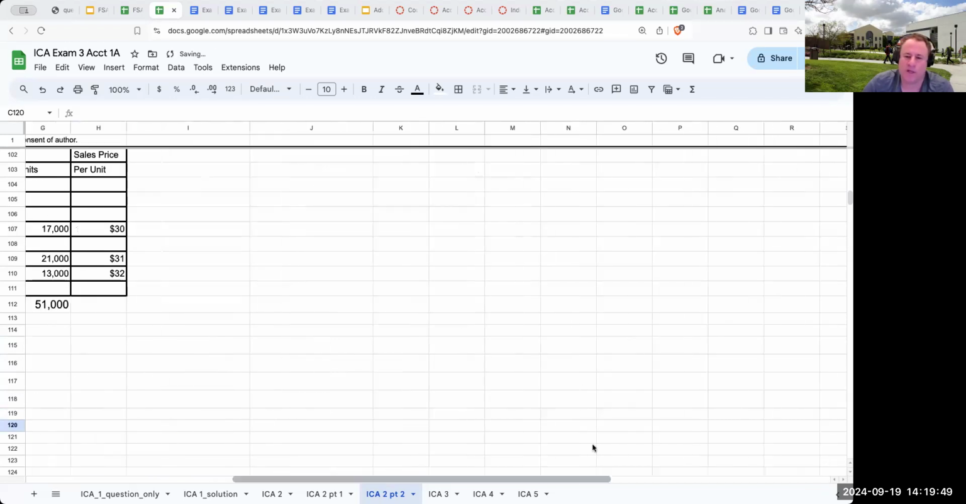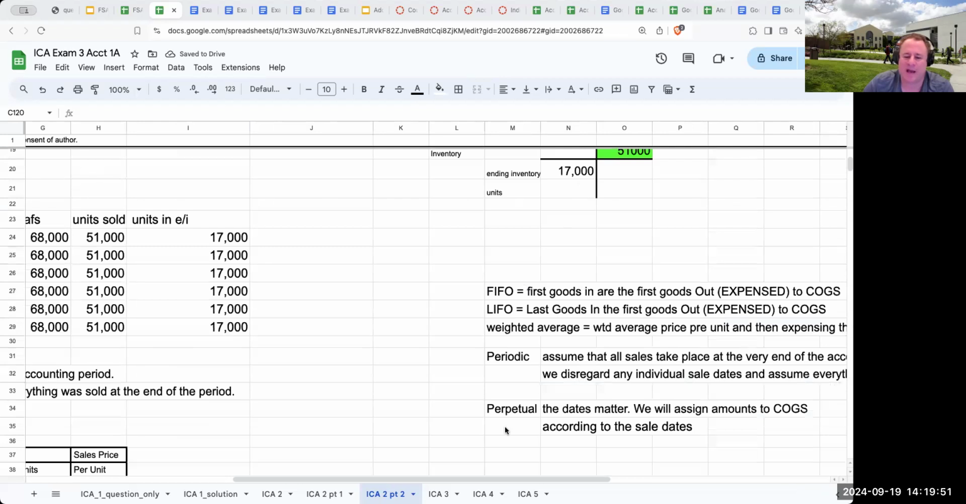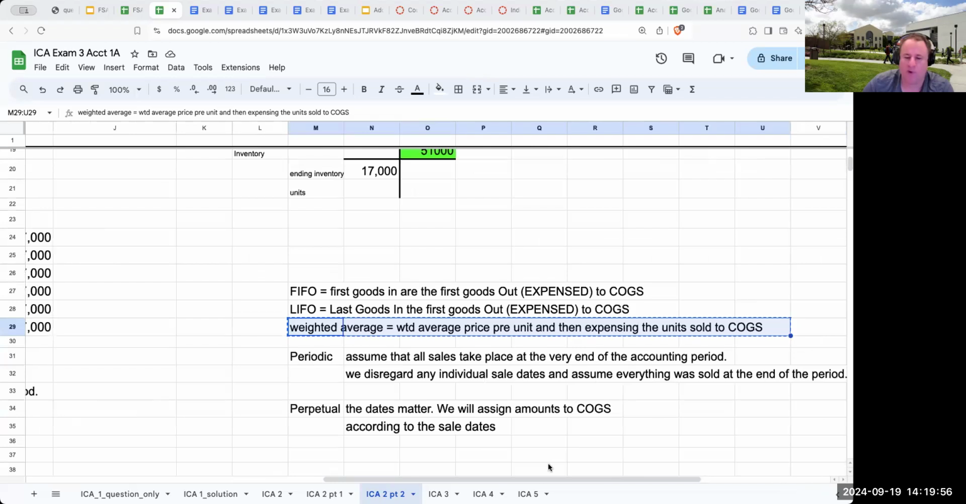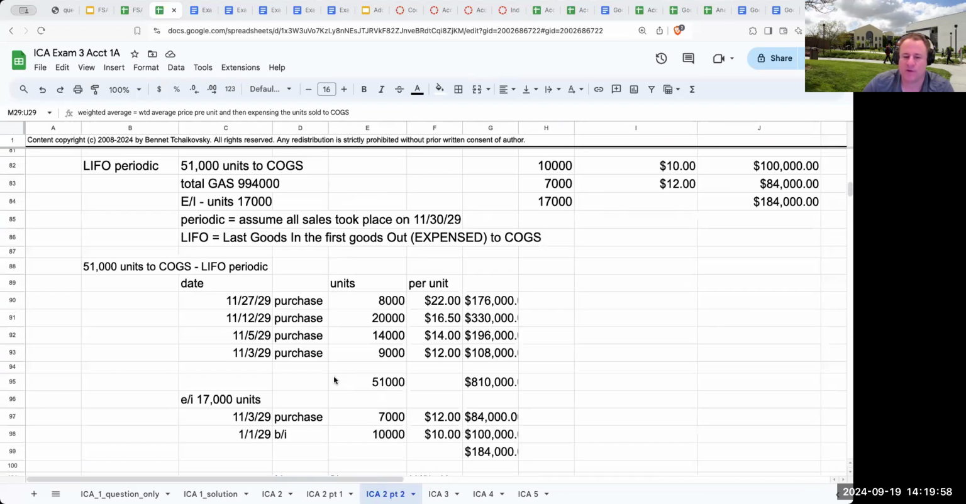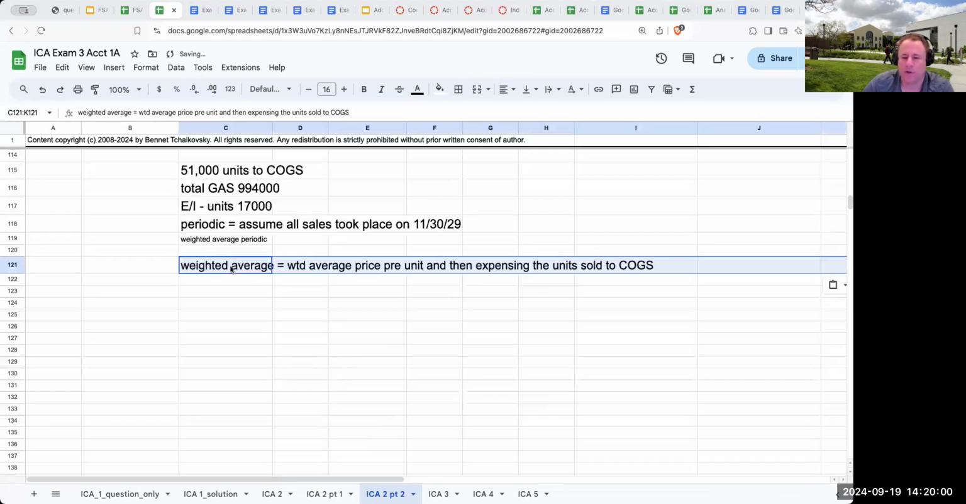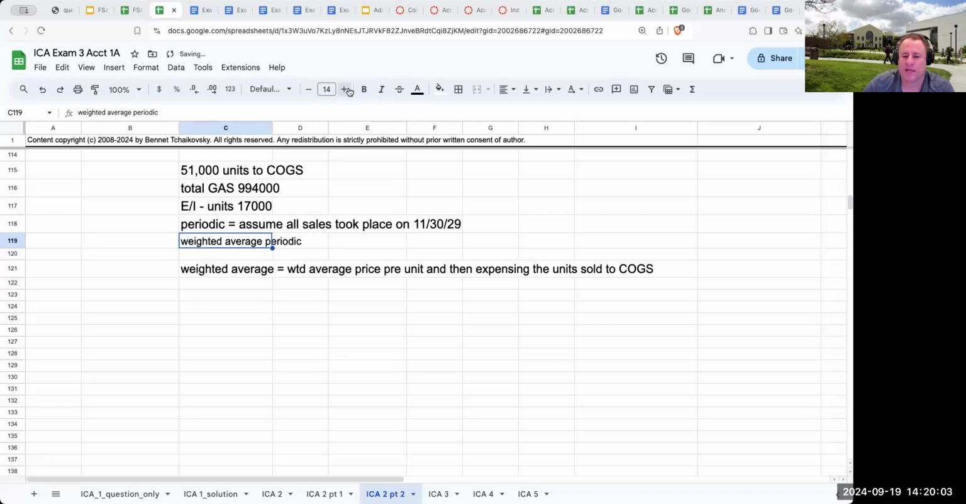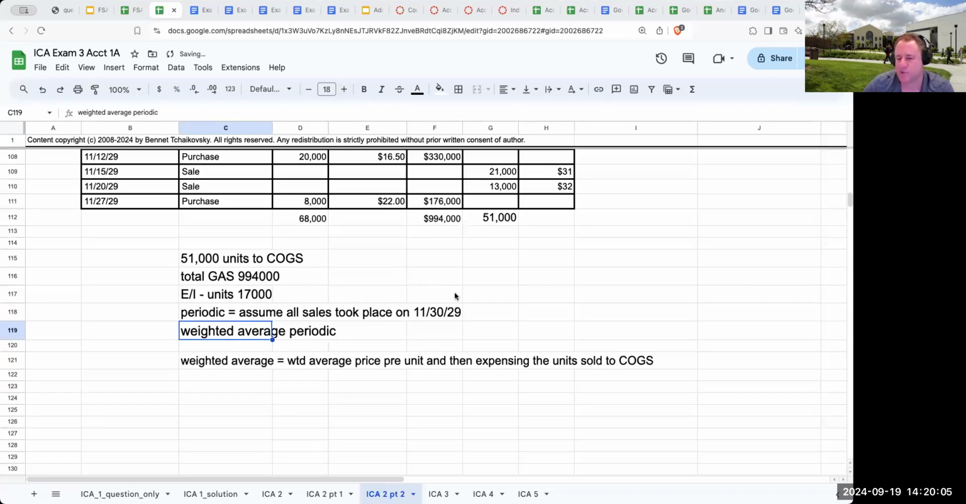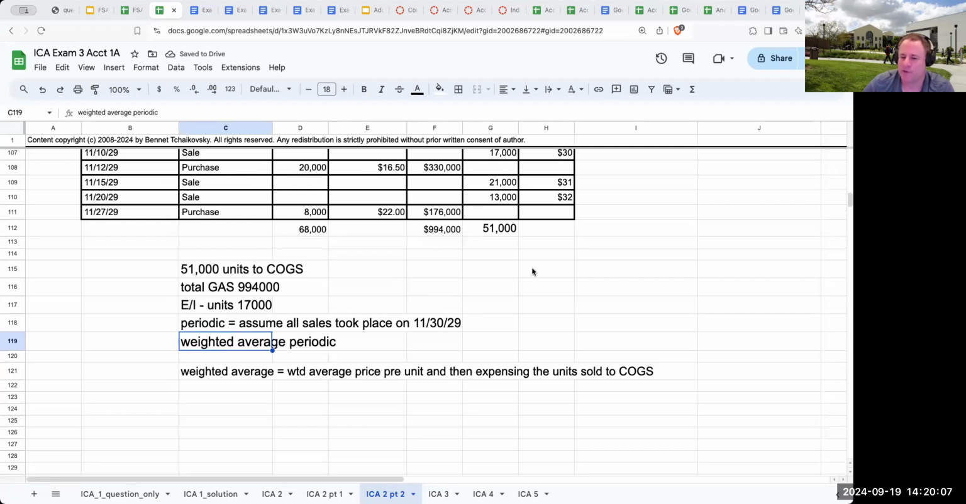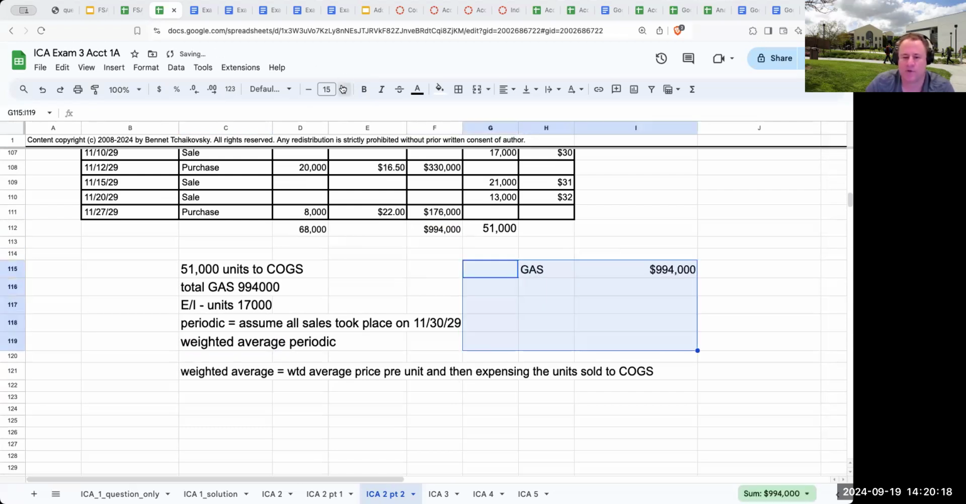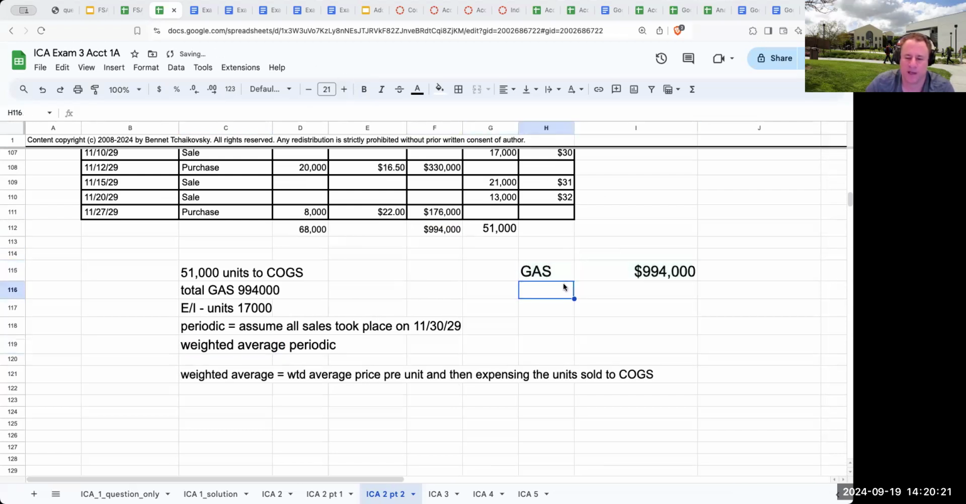So with weighted average periodic, basically what we're doing is we're coming up with a weighted average cost of our goods. We're going to come up with a weighted average cost per unit, and then we're going to take that and expense it to cost of goods sold. So the way I'm going to do this is I'm going to ask, what was my total inventory cost? Well, my total goods available for sale was 994,000.